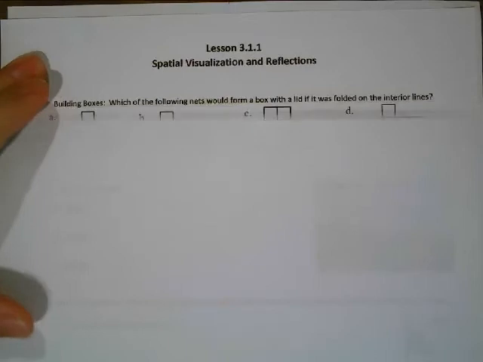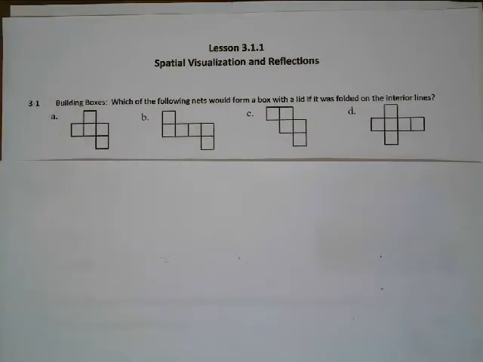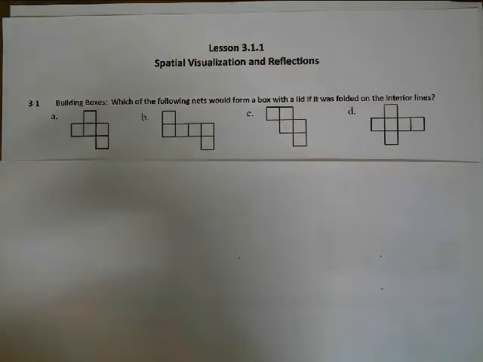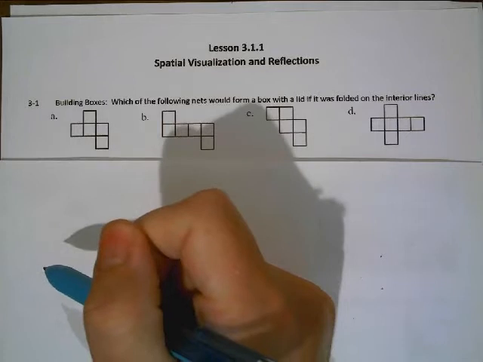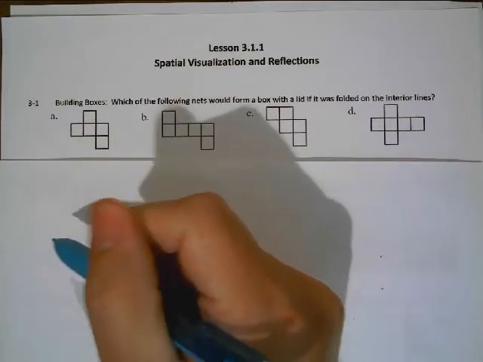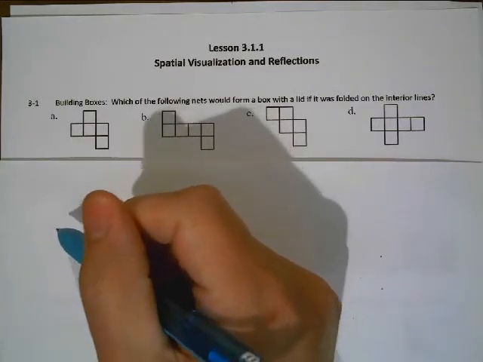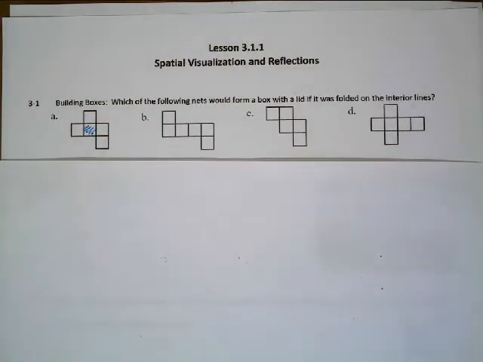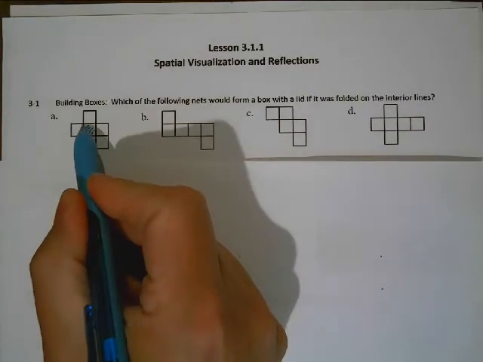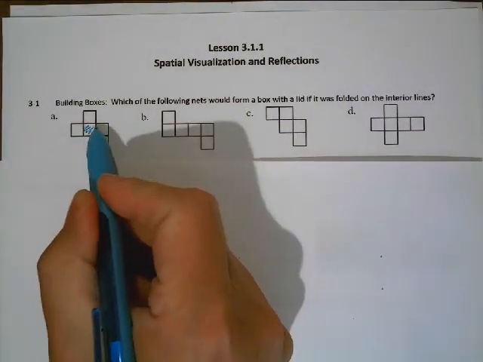All right, so we're going to start off with what are called nets. And here we're going to build boxes. Let's pretend that on these boxes, we want to see which one is going to actually have a lid on it. So you can pick anything to be the bottom of the box. I'm going to pick this one right here to be the bottom of the box. Okay, so we want to see of these four, which ones is actually going to give us a box with a lid. So we have to pretend like these are the folds on the box here.